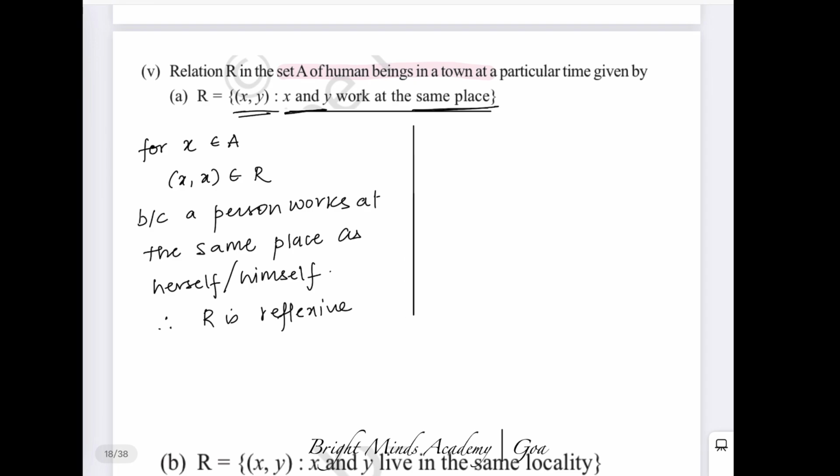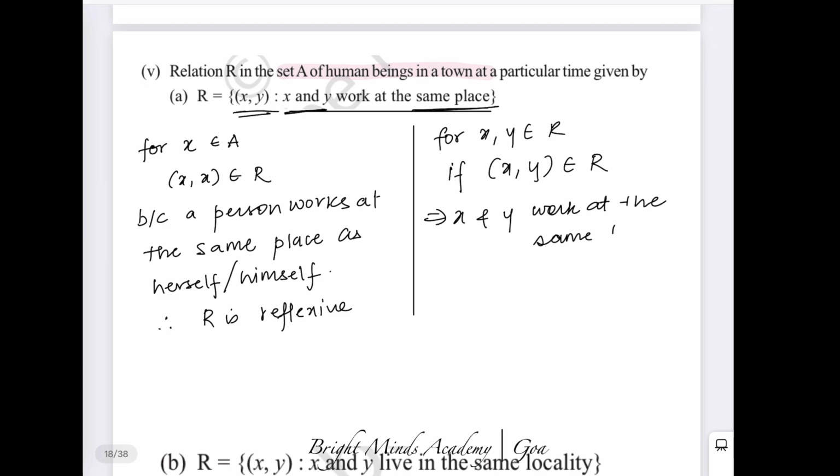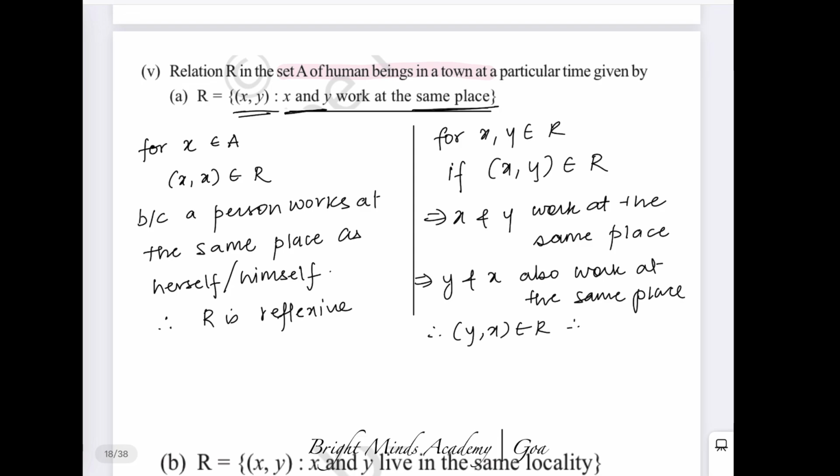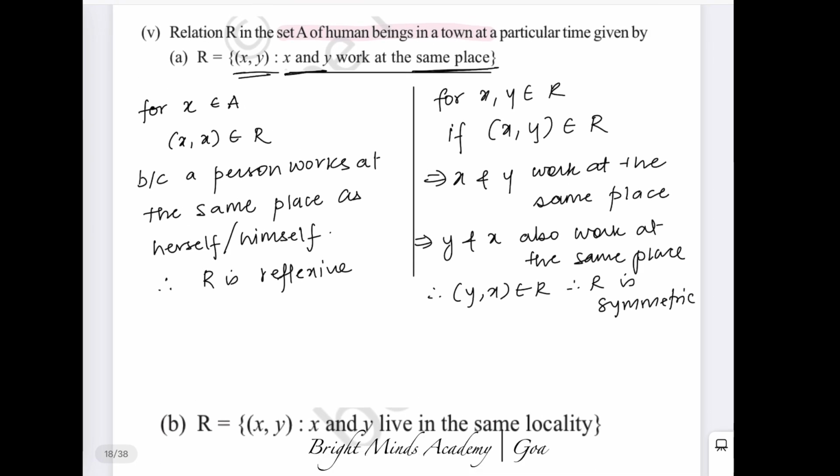Next we'll check for symmetric behavior. For (x, y) belonging to the set A, if (x, y) belongs to the relation R, this implies that x and y work at the same place. You can say it the opposite way as well, that y and x also work at the same place. And hence (y, x) also belongs to the relation R, therefore R is symmetric.